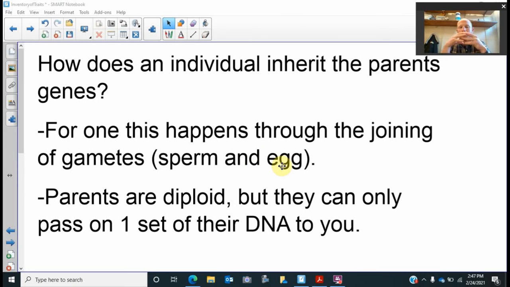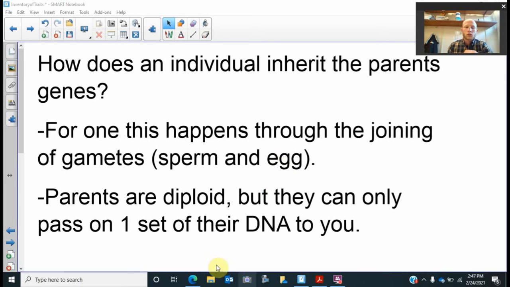This is very early on. When sperm and egg join, they fertilize, and I guess a zygote is just a fertilized egg. So now we have a sperm that had one set and an egg that had one set. They come together in the zygote. Now this zygote, the new offspring, has two sets of DNA, or two sets of chromosomes.